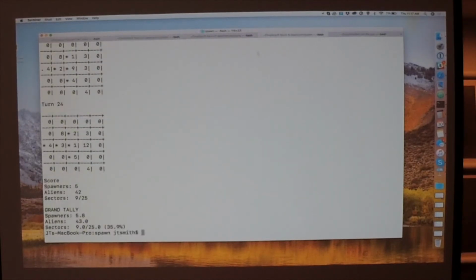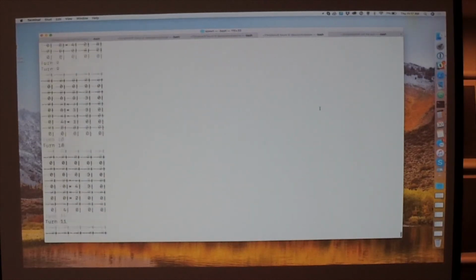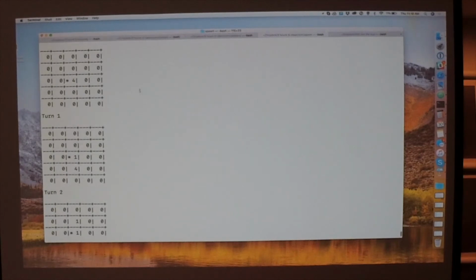I did 100 simulations there, but we're going to just back up and look at just one of the simulations. We're going to look at the last one. And so, all right, here we go. So there's the board when we start, right up here. You can see that there are 4 aliens, and there's 1 spawner. That's what the little asterisk is doing. 1 spawner, 4 aliens, and then we have 0 aliens in the rest of the board in this case, right?